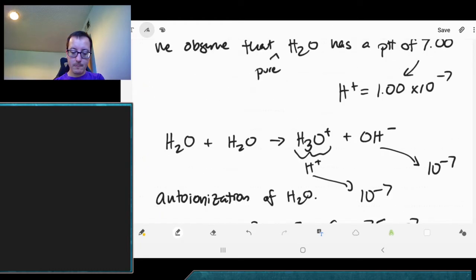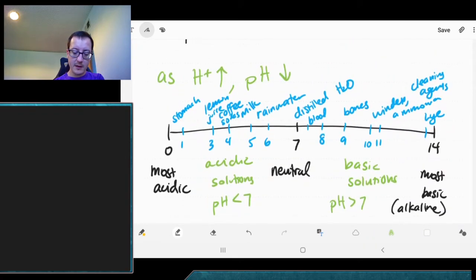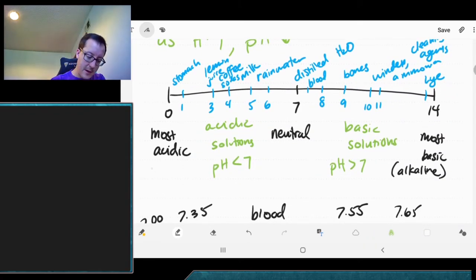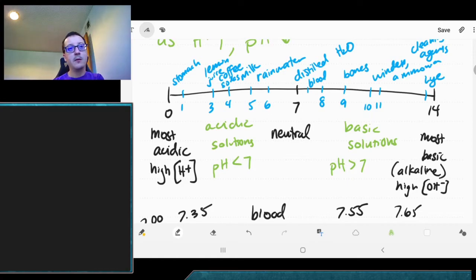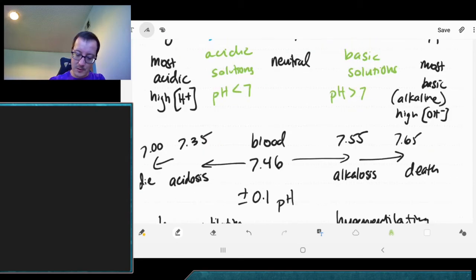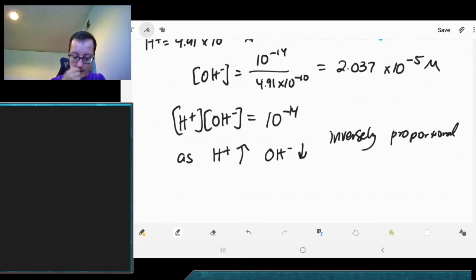And so, if we look back to our pH scale, the most acidic ones had high H plus concentration. We're going to see that the alkaline ones will in fact have high OH minus concentration, which we would expect if we're defining bases as things that produce OH minus. The more basic we have it, the more OH minus we have. So again, these are going to be the opposite of each other. Scroll down here.